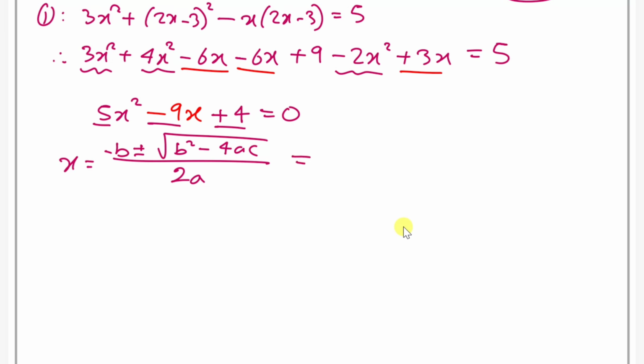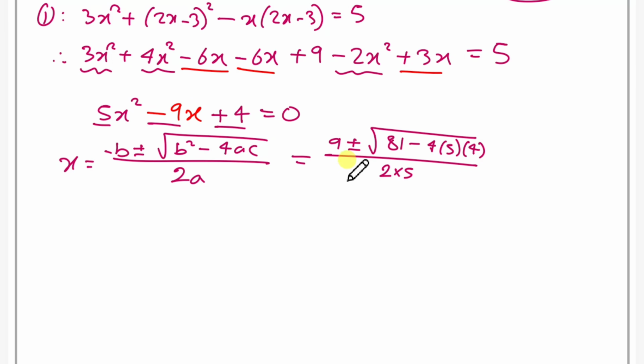So let's substitute in. So we're going to have minus b, so it'll be plus 9, plus minus square root of minus 9 squared, which is 81, take away 4 times 5 times 4, all over 2 times a, so 2 times 5. Okay. Now to enter this properly, just copy everything out and replace this plus minus with just a plus sign, and then repeat the calculation with a minus sign.